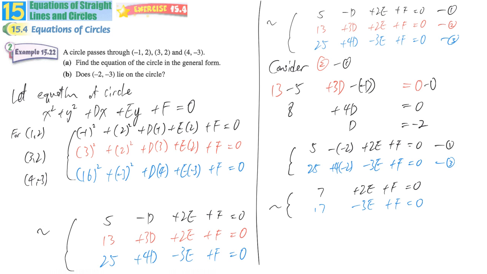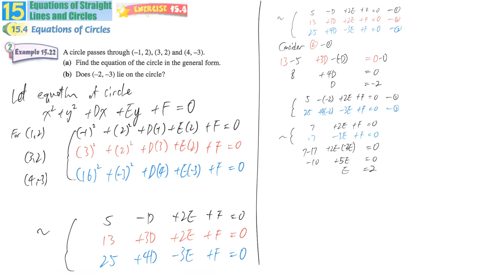Then just like what we did before, we just subtract them, use the black one to subtract the blue one. 7 minus 17 plus 2e minus -3e. F minus f becomes 0. So e is equal to 2. Finally, just choose any one of the equations. Since 7 plus 2e plus f is equal to 0, so 7 plus 2 times 2 plus f equal to 0. F is equal to -11.